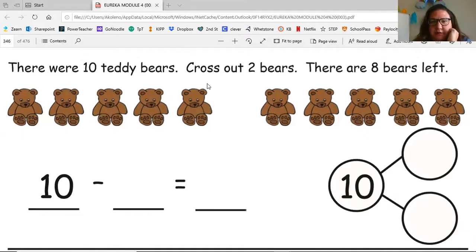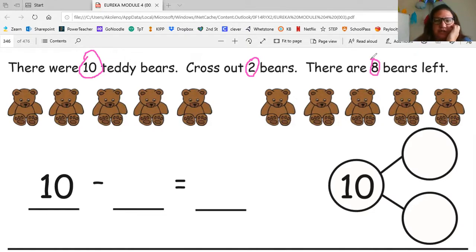Okay, for our last one we're going to do today, we're also going to use a number bond. Now remember, if you have a whiteboard or a piece of paper that you can always use a number bond to check your work. Okay. There were 10 teddy bears. How many teddy bears were there? 10. 10 teddy bears. Cross out 2 bears. There are 8 bears left.